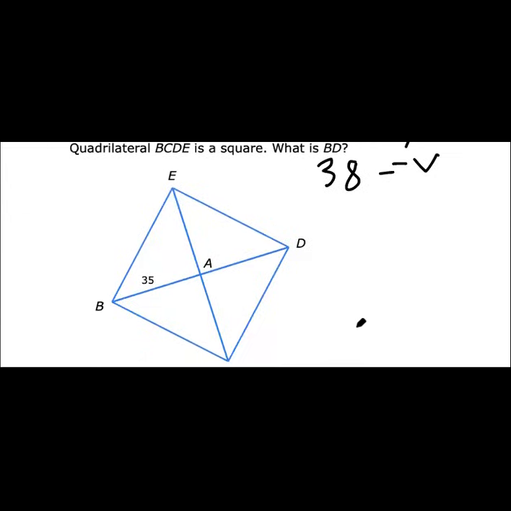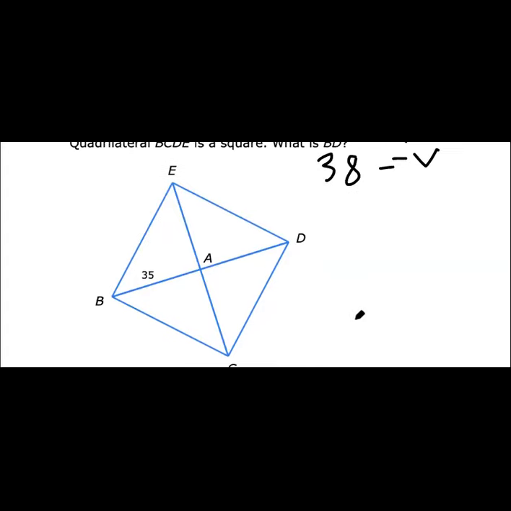All right, another one here. Quadrilateral BCDE is a square. What is BD? Okay, so if we know it's a square, then all these sides are going to be equal as well.